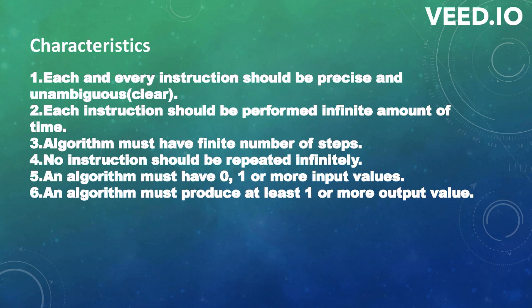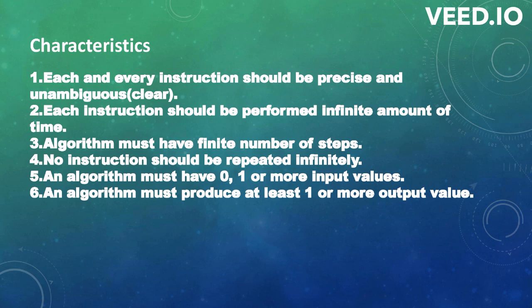So what are the characteristics of an algorithm? Each instruction of an algorithm should be precise, understandable and clear. Next, each instruction should be performed in a finite amount of time. For example, I want to continue till 9, so int i equals 0, i less than 10. So it should repeat up to 9.